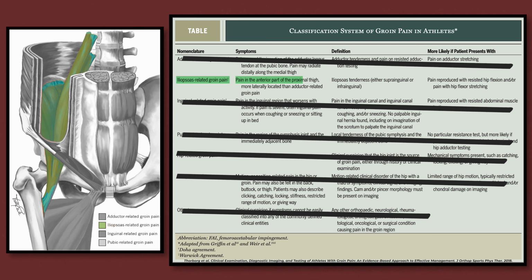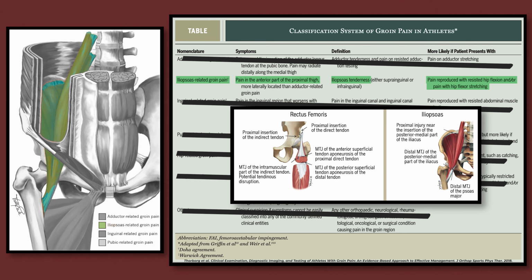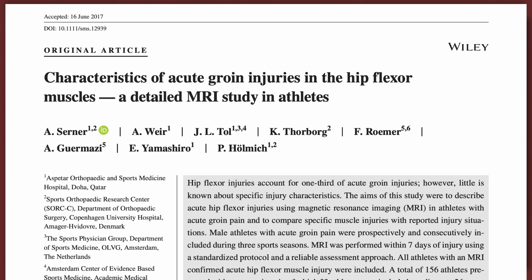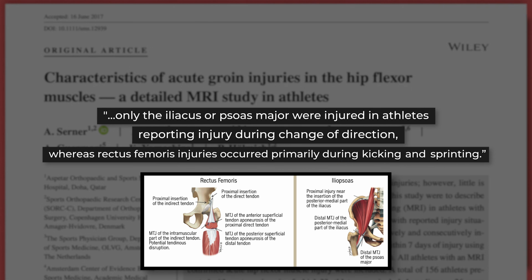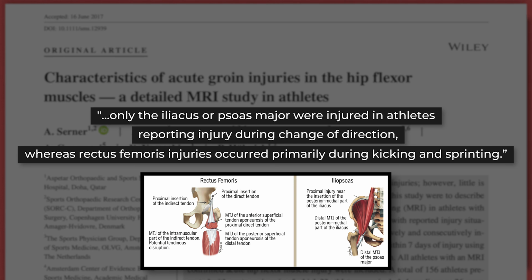This is diagnosed when there is pain in the anterior part of the proximal thigh, iliopsoas tenderness, and pain reproduced with resisted hip flexion and or hip flexor stretching. However, there are multiple hip flexors, so it's important to consider the location of symptoms and mechanism of injury in acute scenarios. Cerner et al. in 2018 state the following: only the iliacus or psoas major were injured in athletes reporting injury during change of direction, whereas rectus femoris injuries occurred primarily during kicking and sprinting.